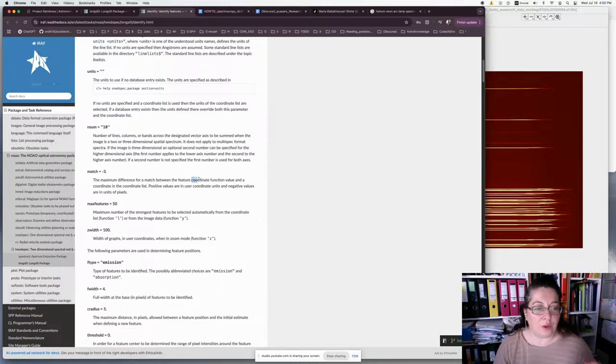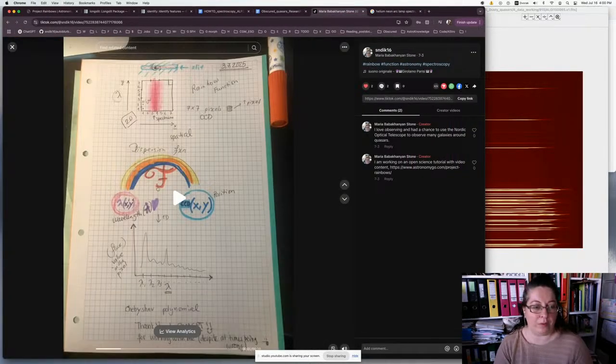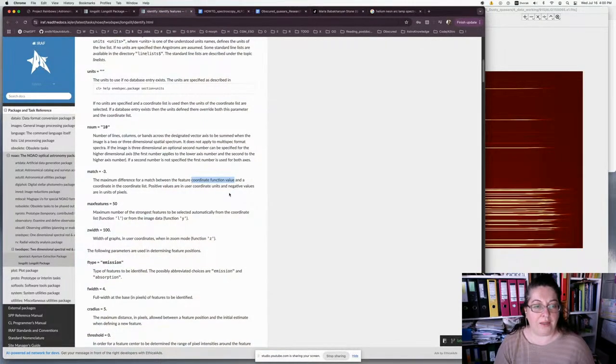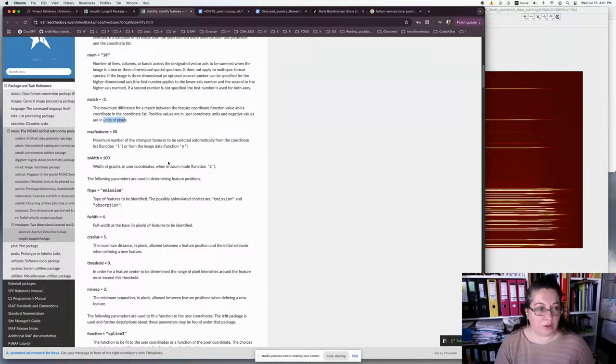Well, you don't have a coordinate function value. The coordinate function, this beautiful rainbow function or dispersion function, you don't have it yet at this point when you are just doing wavelength calibration. So it has to be negative because all you have is pixel units, pixel coordinates. You don't have user coordinates. In a different setting, you might have user coordinates if you already have this solution, but at this point, you don't.